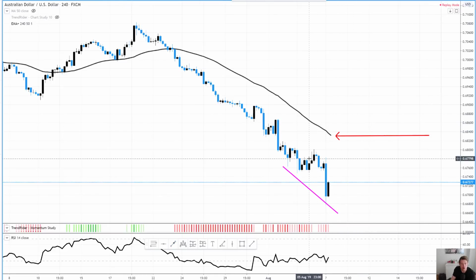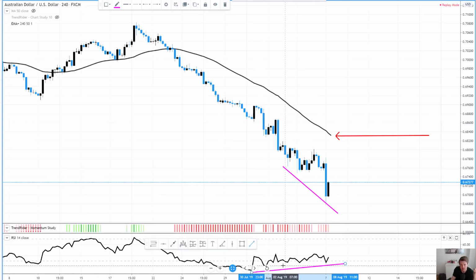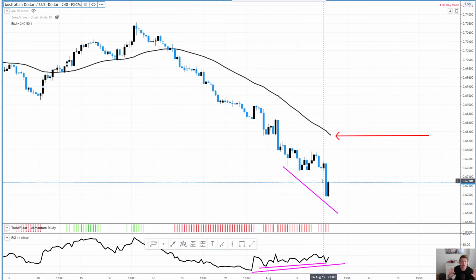Here we are on the 4-hour chart, and we can see we have a divergence on our indicator. When we connect the lows on the indicator, the indicator is showing us higher lows, whereas the price action is always giving us lower lows. So the indicator and the price action are doing two different things. They are diverging. That's where the name comes from.